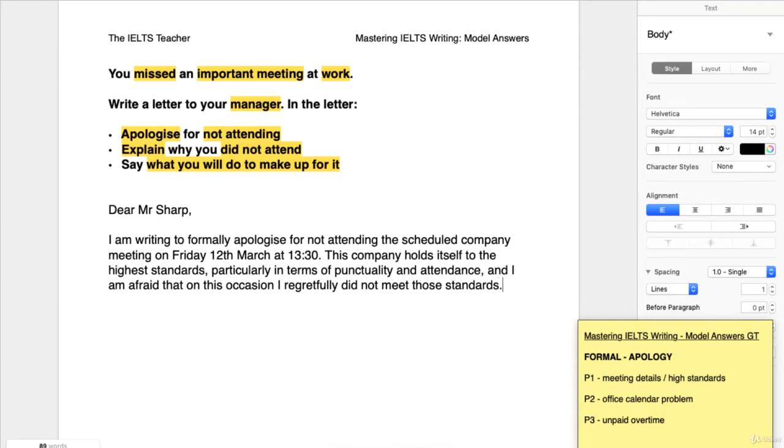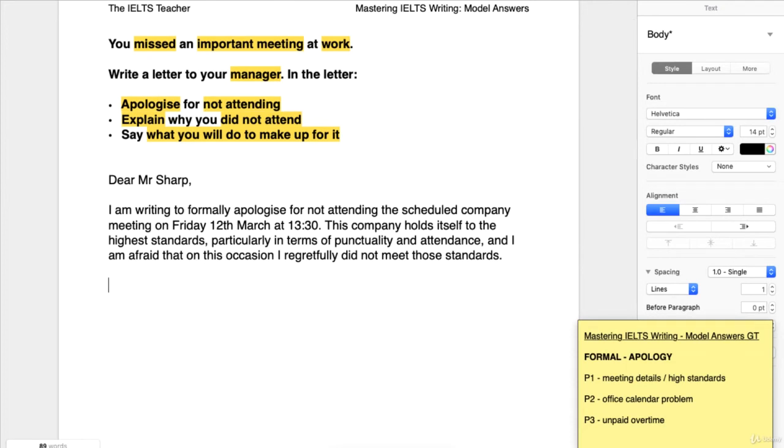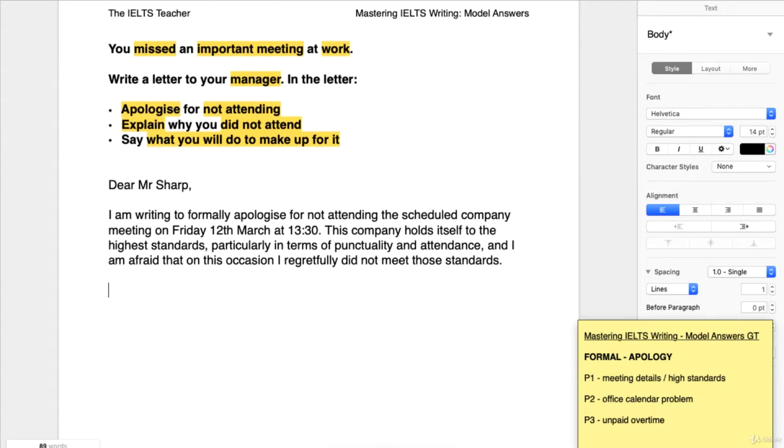And then that's fine. And we've got lots of nice apology language in here. I am afraid, I regretfully did not, writing to formally apologize, etc. So lots and lots of nice apology language to begin with. It's a very clear purpose and nice purpose-related vocabulary and topic-related vocabulary, because we're talking about work quite clearly as well. Then we want to move into an explanation of why we didn't attend. And remember that I said we don't want to excuse ourselves, we just want to explain.